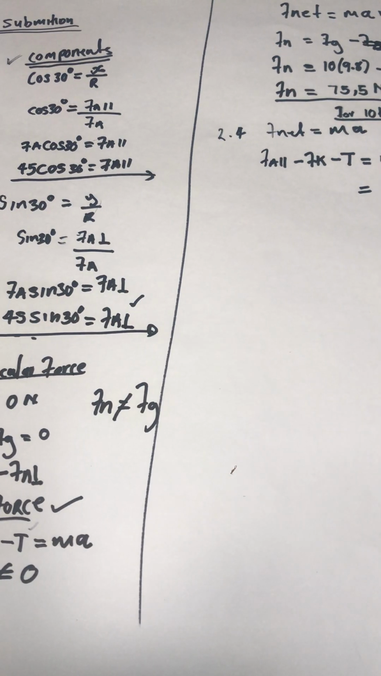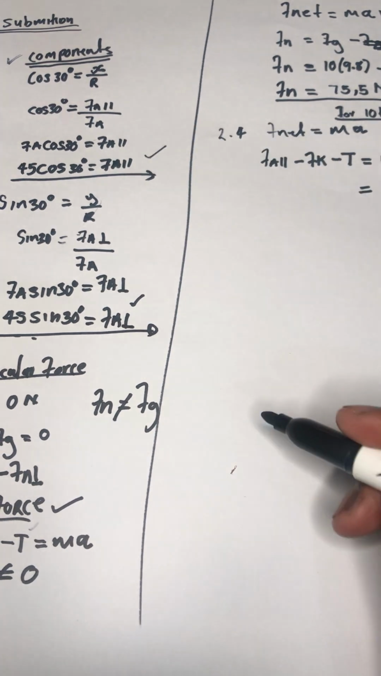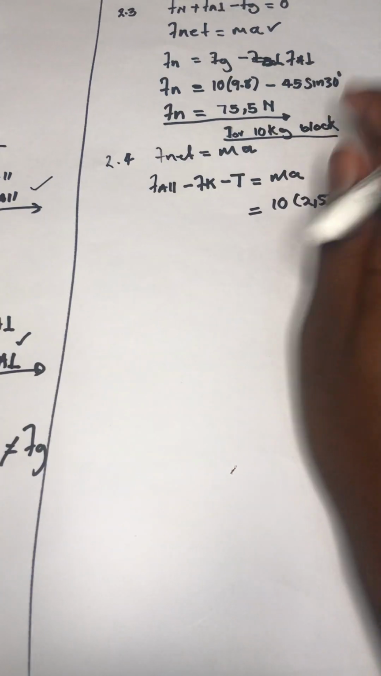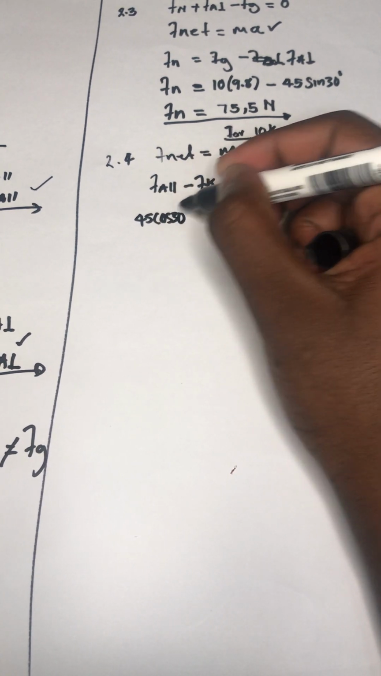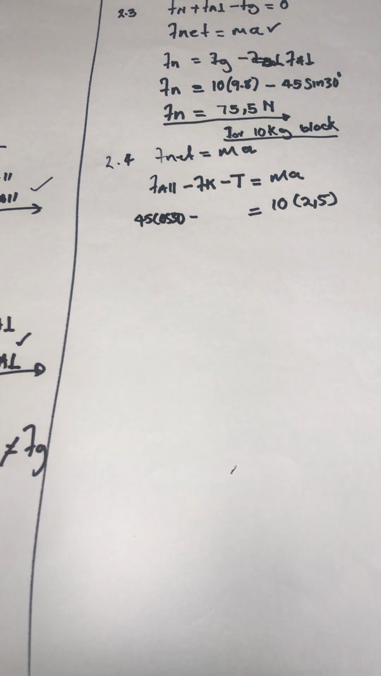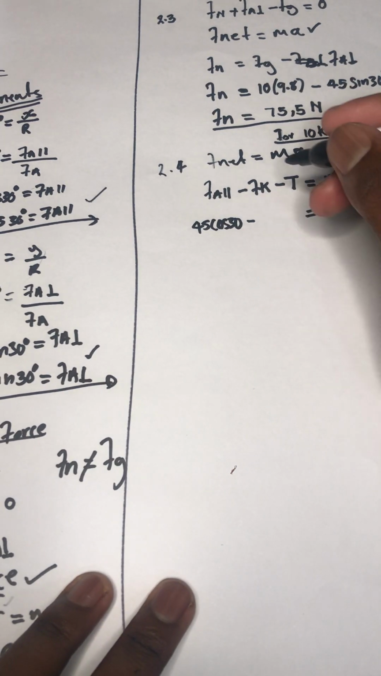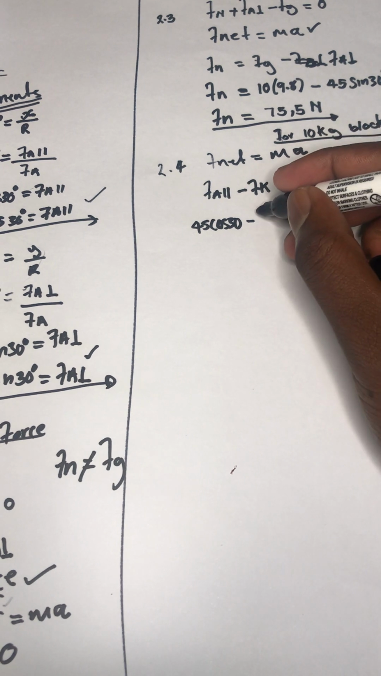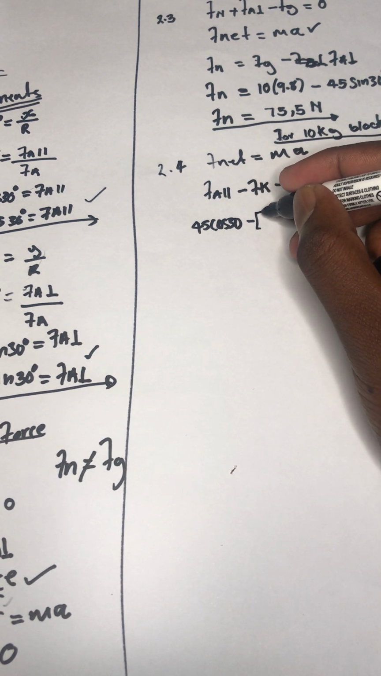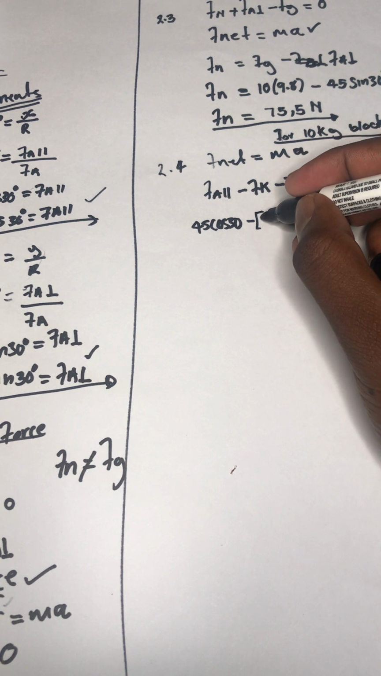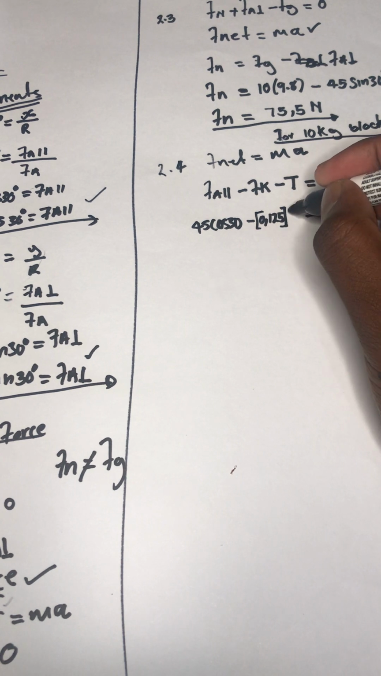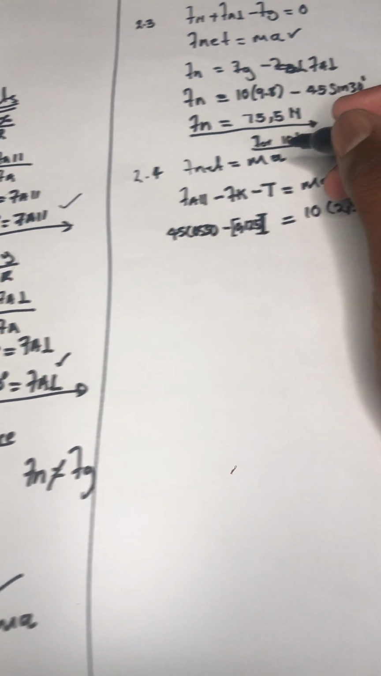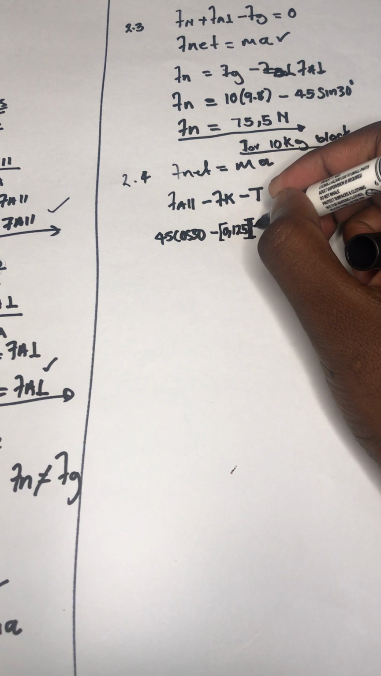What do you know about FA parallel? Write it down on the side, now FA parallel. This is your FA parallel: 45 cos 30 minus frictional force. I think I will run out of space. Okay, minus frictional force. The coefficient is 0.125, and we have a normal force here of 75.